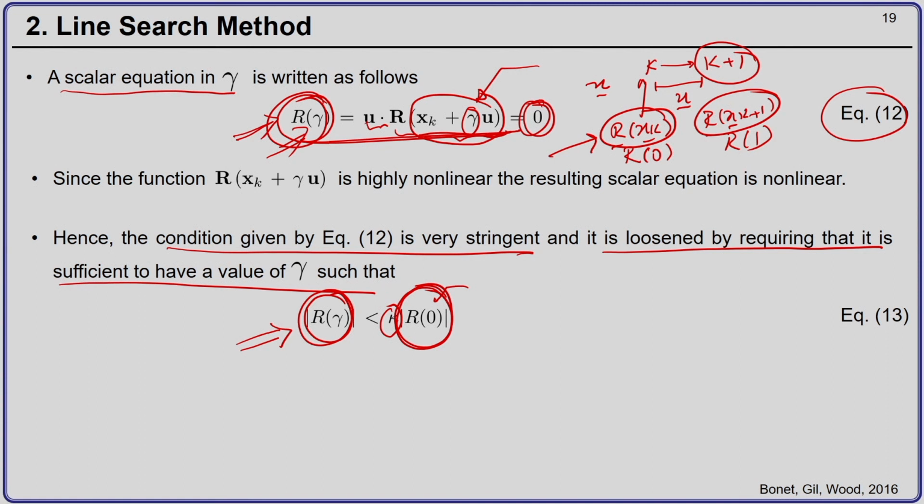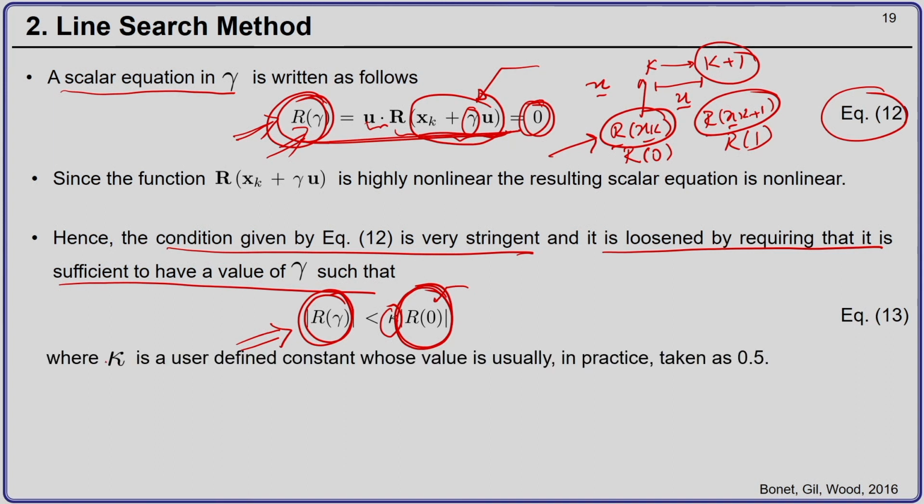Now, this kappa is your user defined constant. At the start of the simulation, the user can define the value of kappa, and usually in practice it is taken as 0.5. So, what it means is I will be happy with that value of gamma which makes the residual internal energy less than 0.5 times the residual internal energy at r 0.